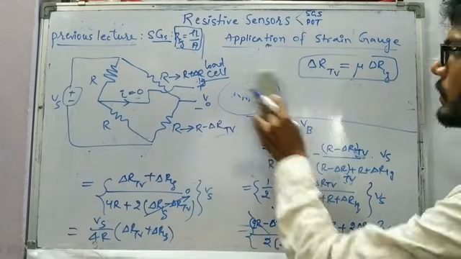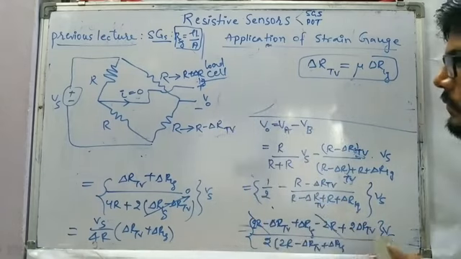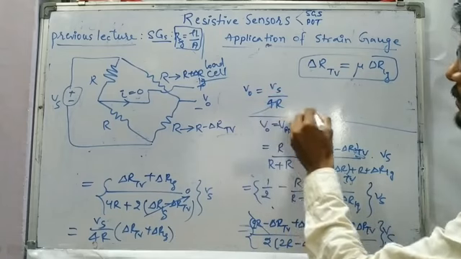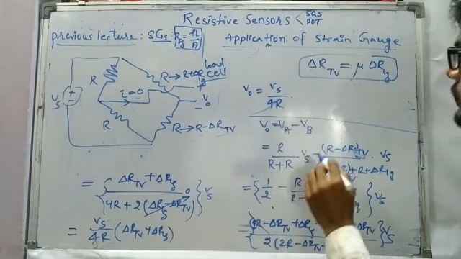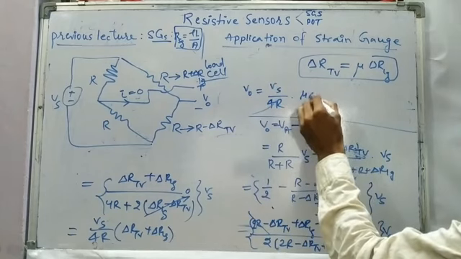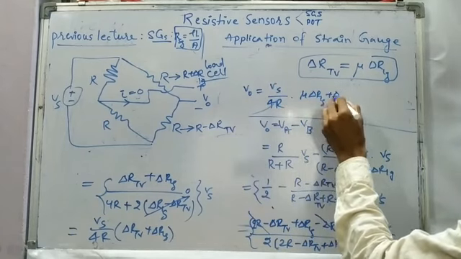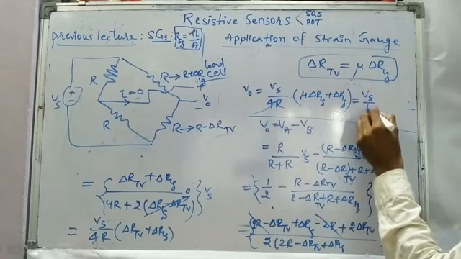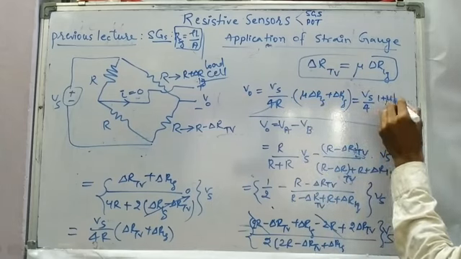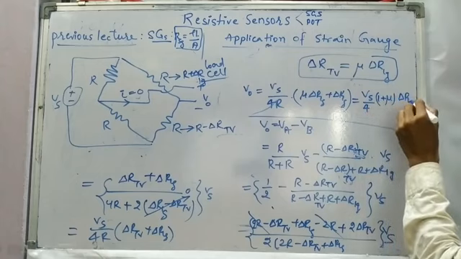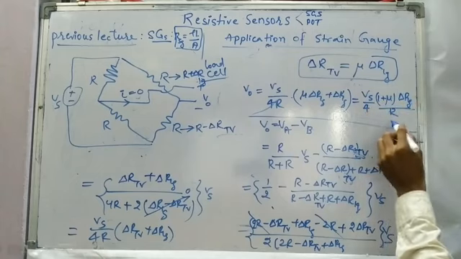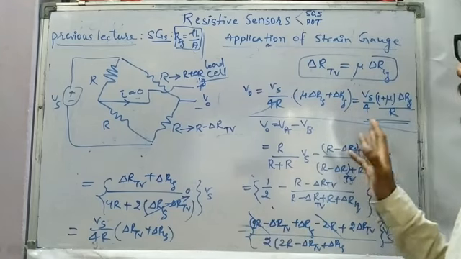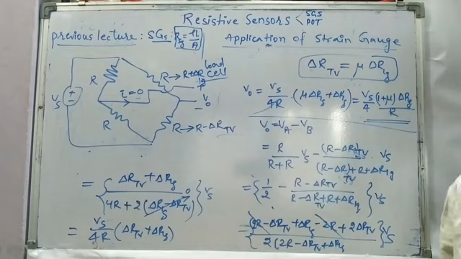So we'll put it here, and then V naught will become Vs by 4R, and delta R transverse can be written as mu times delta R longitudinal plus delta R longitudinal. So it will come as Vs by 4 times 1 plus mu times delta R longitudinal divided by R. So as we saw in the case of the quarter bridge, the formula was something similar, that V naught equals Vs by 4 delta R by R.